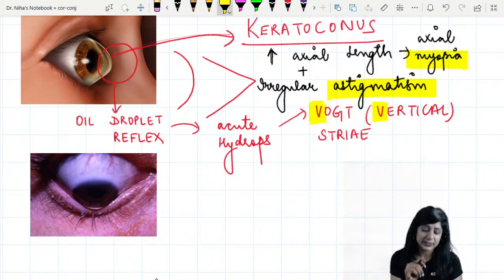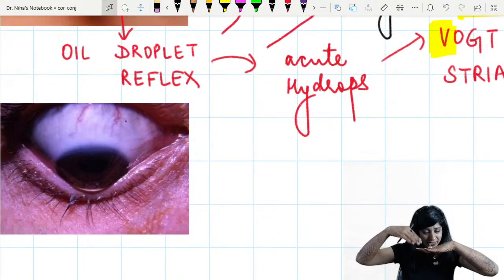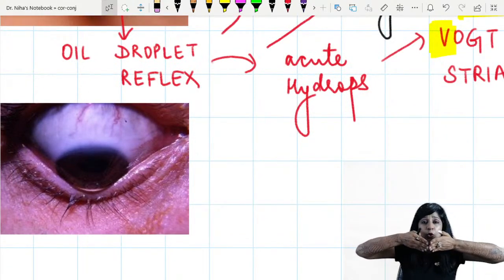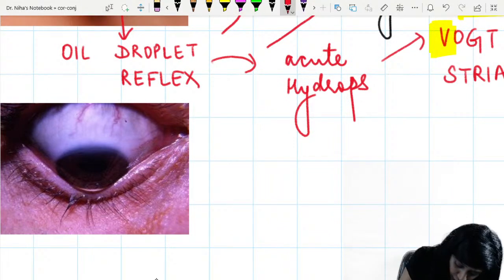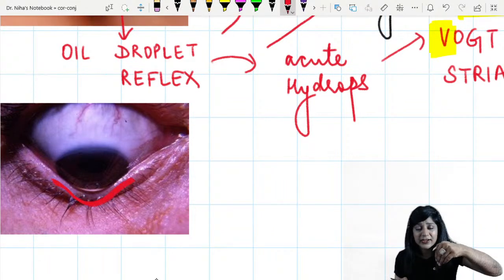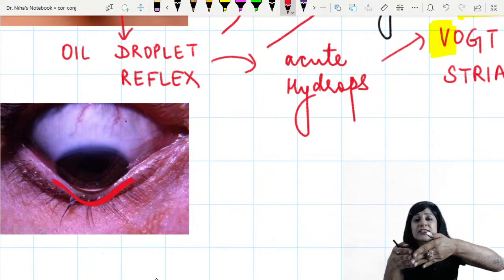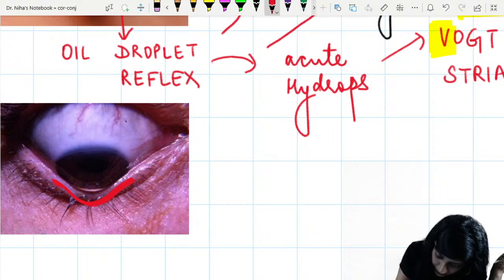Now a very important sign. Can you see? When this patient is looking in the downward gaze, this cone is actually leading to downward turning. So there is an inferior bulging of the eyelid when the patient is looking in this inferior direction, because the tip of the cone is actually indenting it. So this sign is actually called as Munson sign.